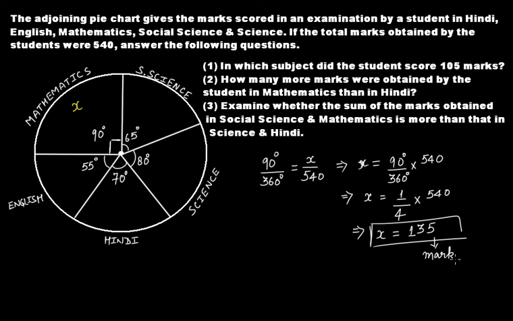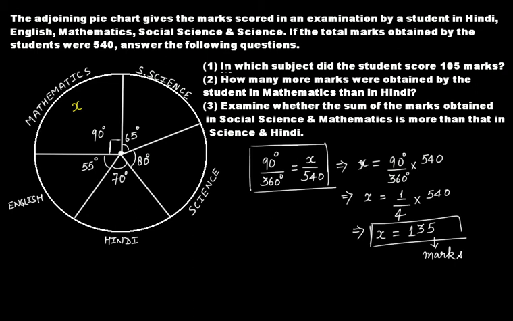So this is the important thing: the ratio of the central angle made by each sector to the total angle, that is 360 degrees, will be equal to the marks that each sector represents divided by the total marks.